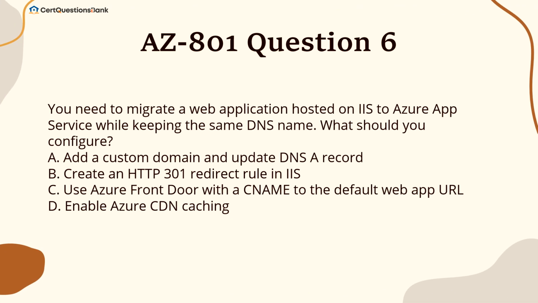You need to migrate a web application hosted on IIS to Azure App Service while keeping the same DNS name. What should you configure? A. Add a custom domain and update the DNS A record. B. Create an HTTP 301 redirect rule in IIS. C. Use Azure Front Door with a CNAME to the default web app URL. D. Enable Azure CDN caching.